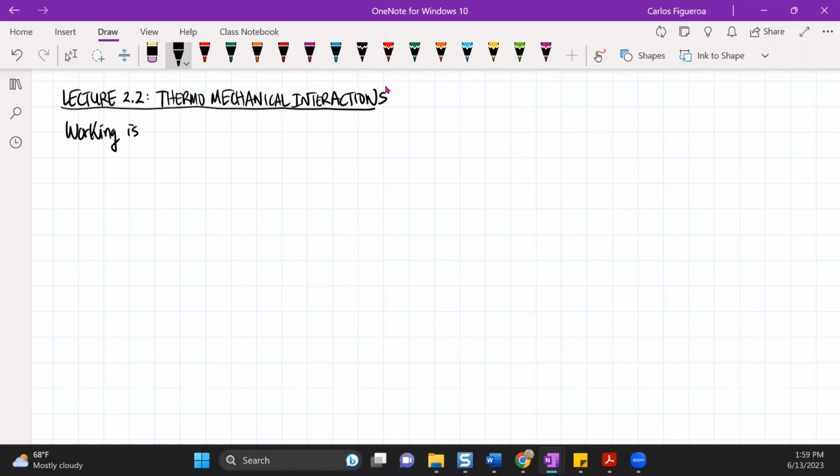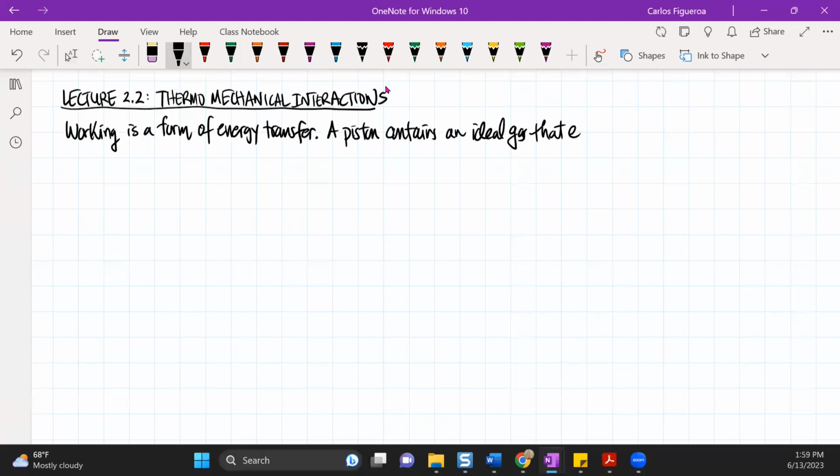Working is a form of energy transfer. A piston contains an ideal gas that either expands or compresses.